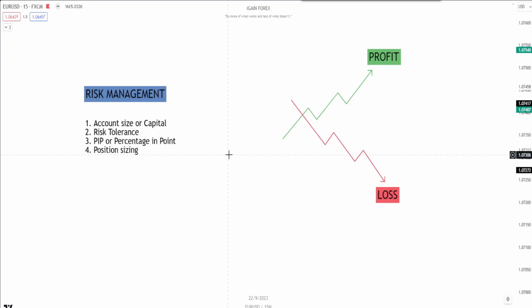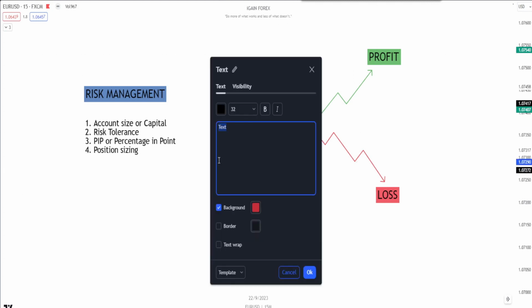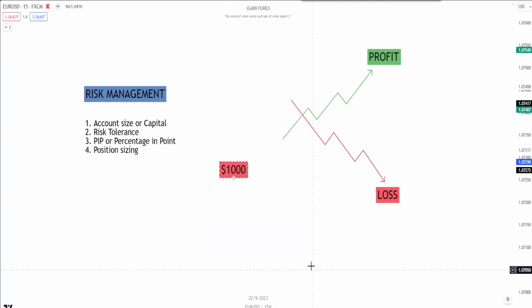So number one, what is account size? Account size simply refers to the total amount of capital or money that a trader has deposited into the trading account with a Forex broker. Let's say for example we have an account size of $1,000. So this will be our account size.